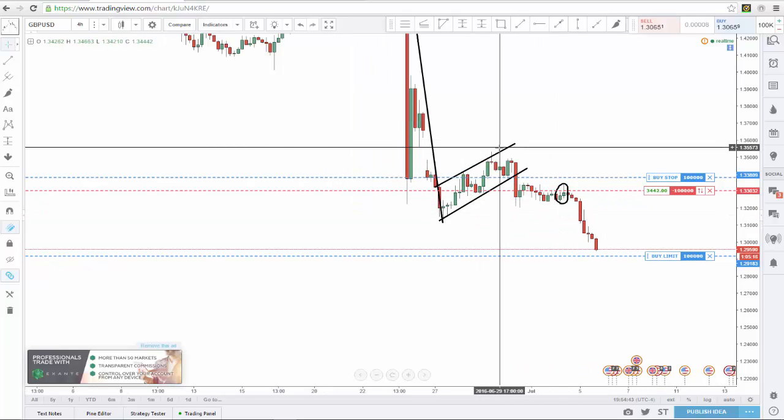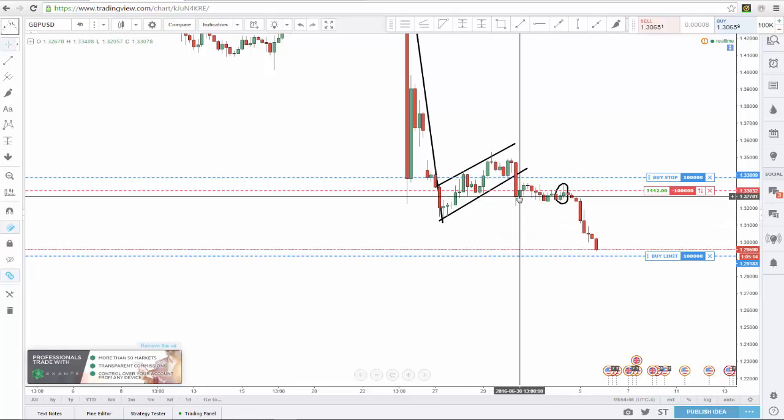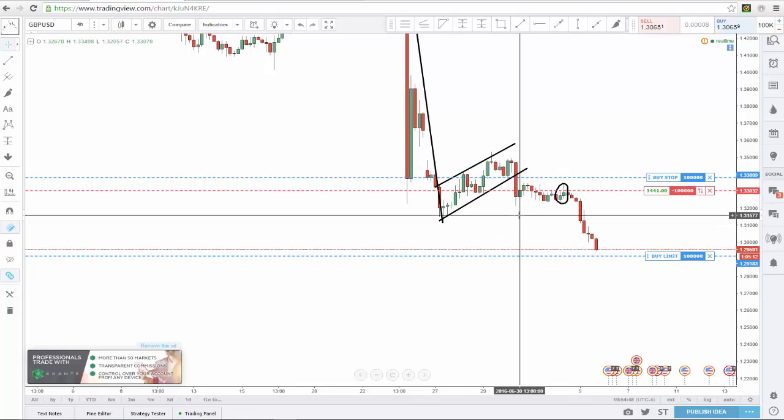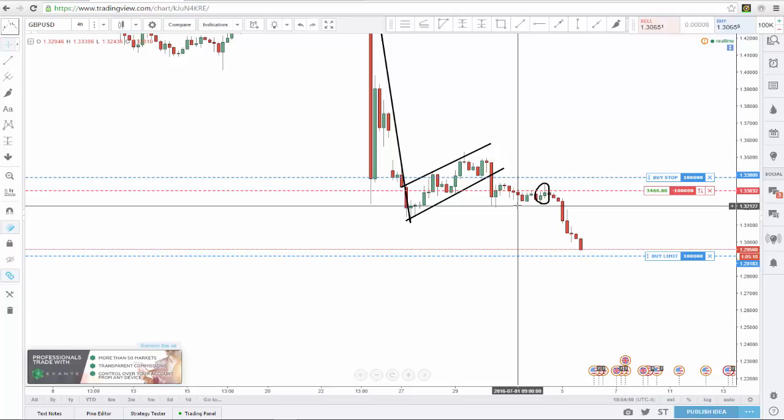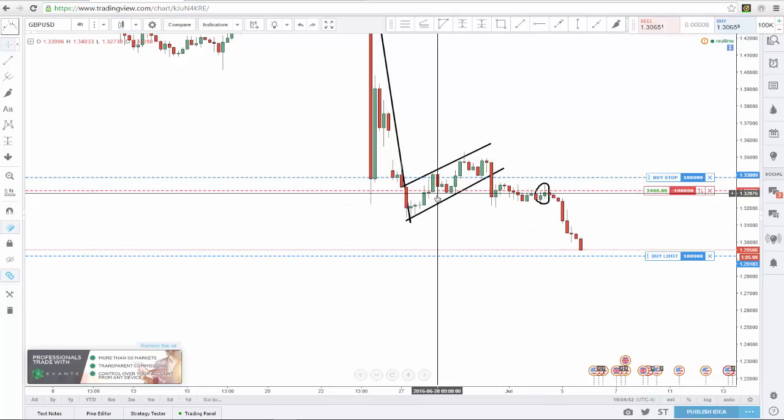What I'm going to do now is take you to a higher time frame, which is going to be the daily chart, and then back down to an even lower time frame on the 1 hour, and show you some of the other forms of confirmation I used in order to give me the confidence to take this trade.